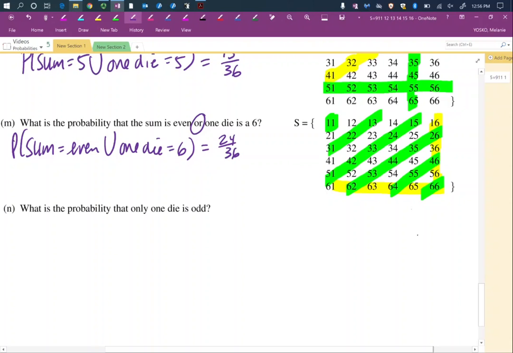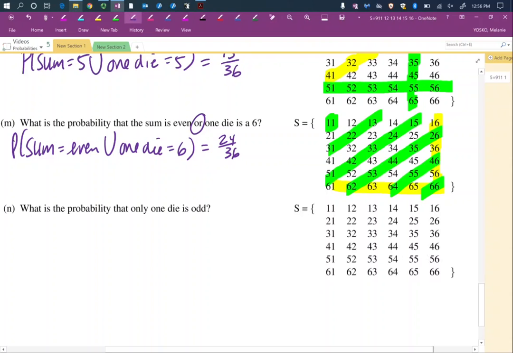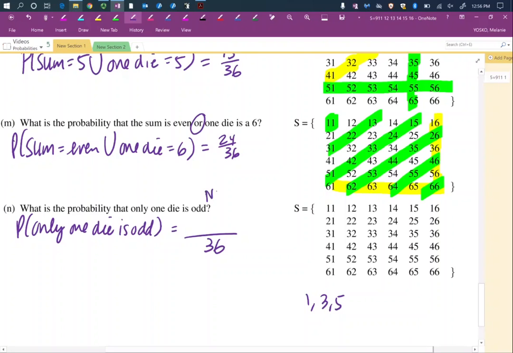Okay, what is the probability that only one die is odd? Okay, my denominator is 36. So odd, we know our odd numbers are 1, 3, 5, 7, 9, 11. We only go 1, 3, 5. So only one of them is odd. That means not both. So which ones have an odd die?